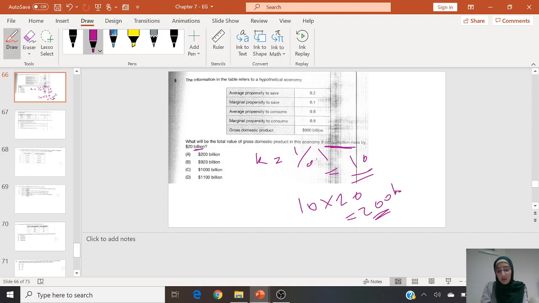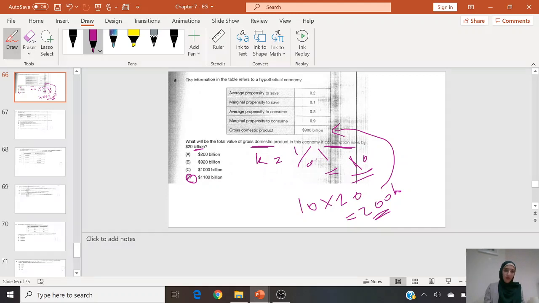That actually cannot be the final answer because that's only the change. We want to know the final impact on the GDP, the total value of the GDP. In order for me to do that, all I need to do is add 200 to 900 billion because that's the actual GDP. And 200 plus 900 billion is 1,100, which is why the answer is D.